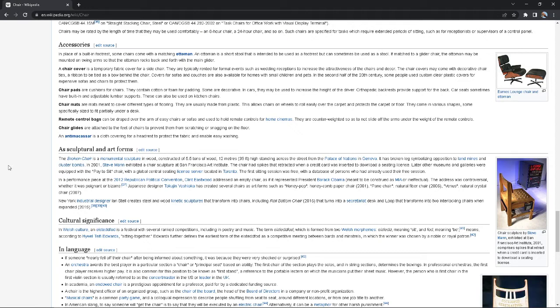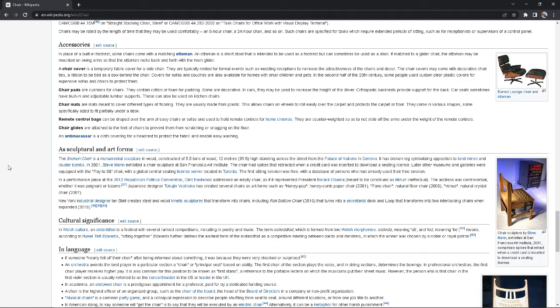A chair cover is a temporary fabric cover for a side chair. They are temporarily rented for formal events such as wedding receptions to increase the attractiveness of chairs and decor. The chair covers may come with decorative chair ties, a ribbon to be tied as a bow behind the chair. Covers for sofas and couches are also available for homes with small children and pets. In the second half of the 20th century, some people used custom clear plastic covers for expensive sofas and chairs to protect them.